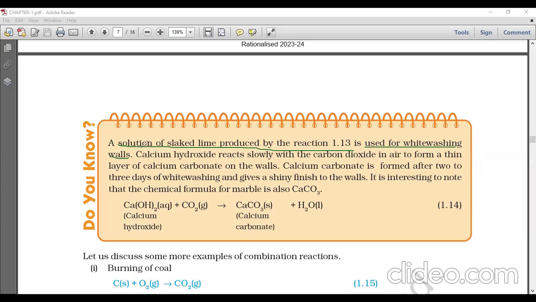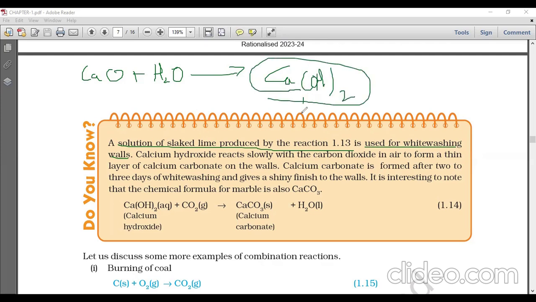Okay. So see, how did we get slaked lime? When we add calcium oxide plus water, we get calcium hydroxide, Ca(OH)2. This calcium hydroxide is also known as slaked lime. It looks like a paint because we are adding water here. And this slaked lime, where do we use it? We use it for whitewashing. We use it as a paint on the walls.